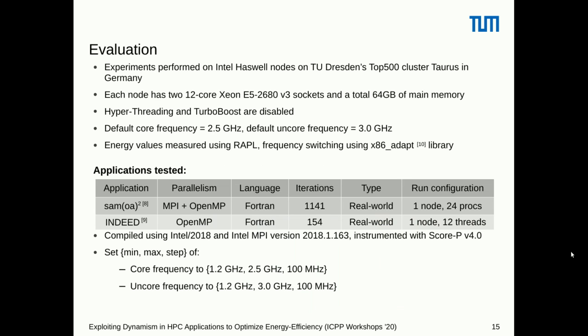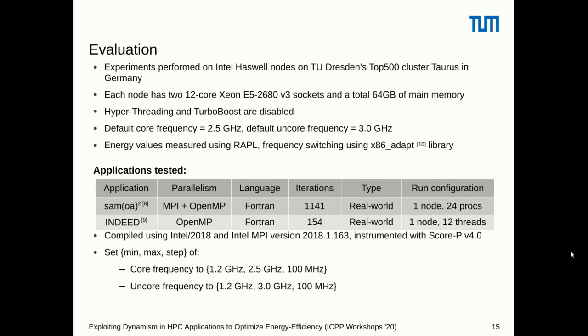We now present the results of the tuning plugin as well as static and dynamic savings for 2 real-world applications, Samoa and Indeed, evaluated on the Intel Haswell nodes of the Technical University of Dresden's Taurus cluster located in Germany. The default core frequency of each CPU core is 2.5 GHz and the default uncore frequency is 3 GHz. Energy values were measured using RAPL and frequency switching was performed using the x86_adapt library.